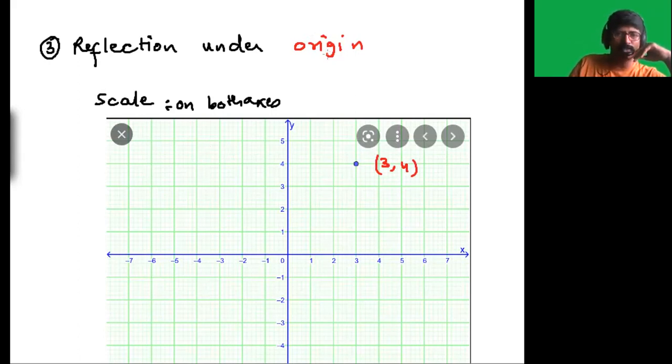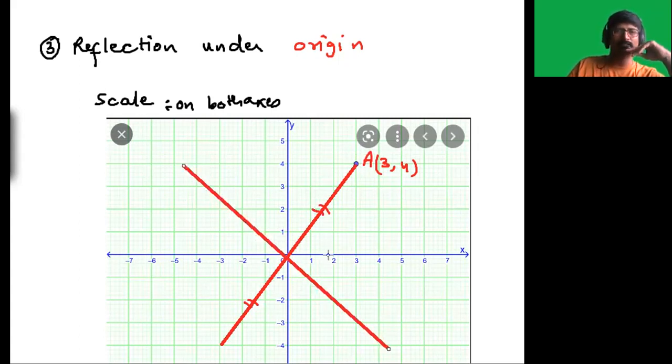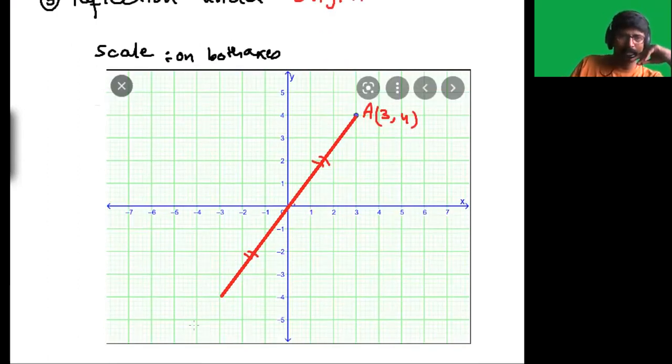Now what do you mean by reflection under origin? Simple. We draw the line which goes through here and we place the reflection over here. So 3 comma 4 will reflect as minus 3 comma minus 4. That is the reflection of point A under origin. If we draw that perpendicular, it will be something like this. I hope you understood the properties of reflection: it is perpendicular and bisecting. Now, the reflection of point A under origin becomes A triple prime, minus 3 comma minus 4.